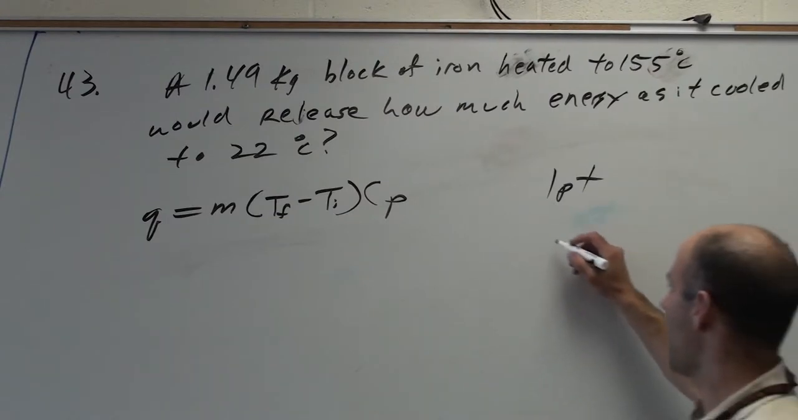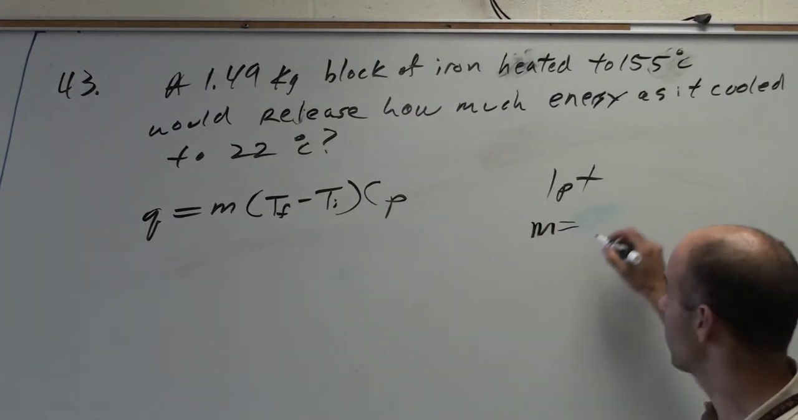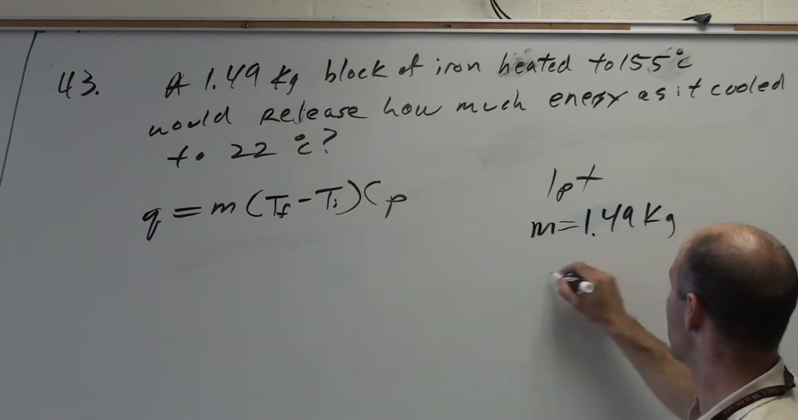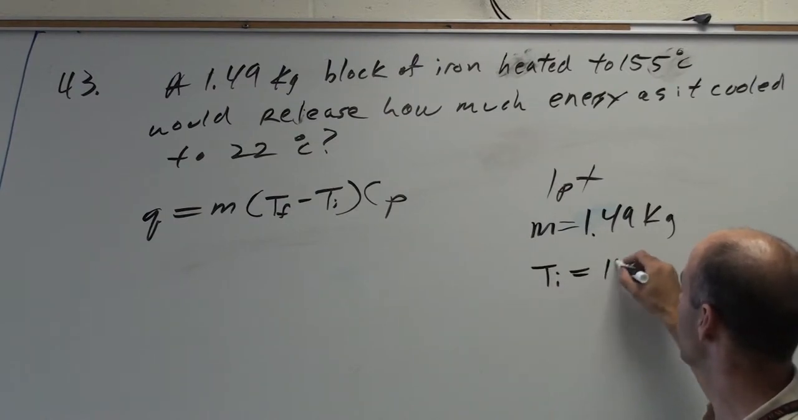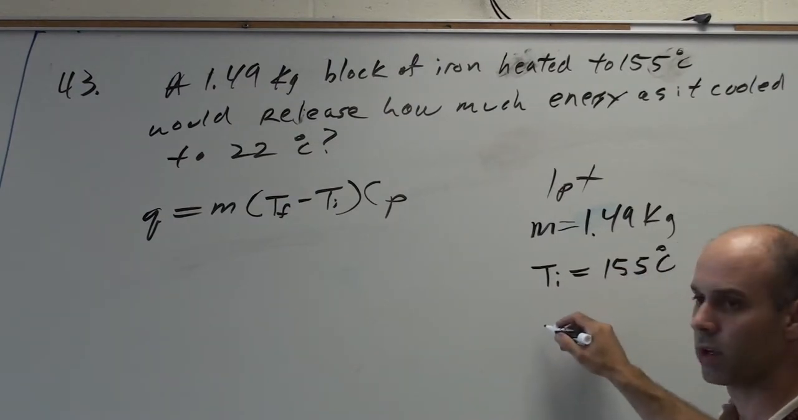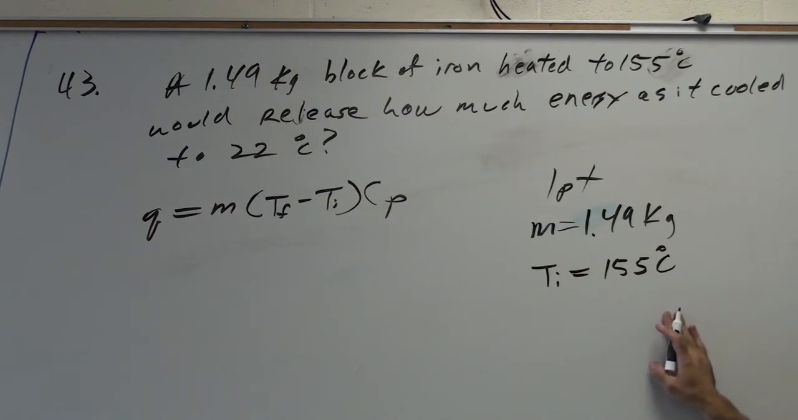So do we know our mass? Yes, we do. 1.49 kilograms. Do we know our initial temperature? Yes, we do. 155 Celsius. Is it in Fahrenheit? No. Not in this class and not in this textbook, but sometimes they'll give you the temperature in Fahrenheit to trick you, and then you've got to convert it to Celsius. But in this book, they never give it to you in Fahrenheit. And the same thing with my tests. It will always be in Celsius. But when you go to college, they might try to trick you by putting it in Fahrenheit.